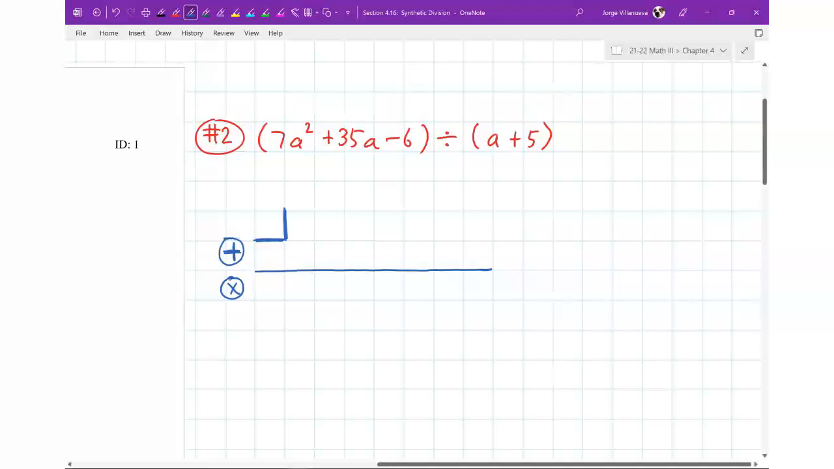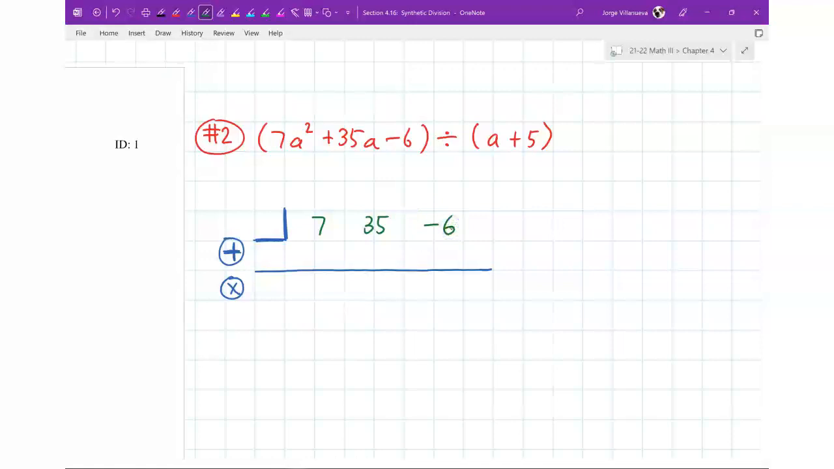So, how do we set this up? Okay, you see the big expression, the 7a squared plus 35a minus 6? I'm going to get just the coefficients, meaning just the numbers, okay? And I'm going to write them down. 7, 35, negative 6. Okay?